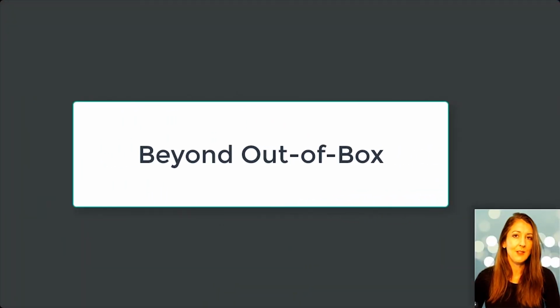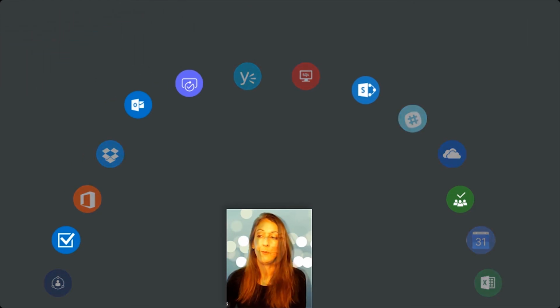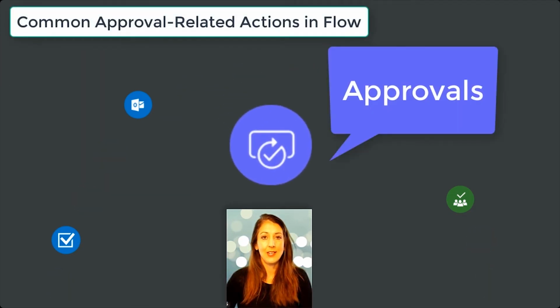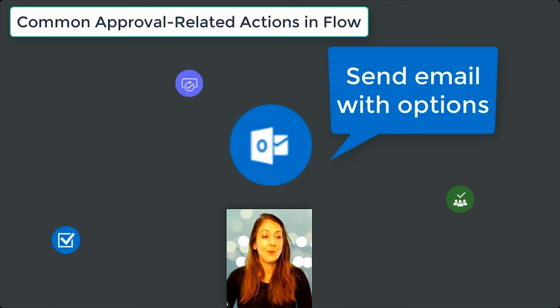So let's go beyond out of the box and talk about what we can do when it comes to the best actions that are useful when it comes to approval processes, specifically in Flow. Approvals is the action that utilizes that approval interface on the Flow page and uses all those built-in approvals. Send email with options is a great one. It will send an email with a couple of buttons in it, and the end user will click to pick a specific option, and the flow will keep running from there, and you can make the flow do different things depending on what they picked.